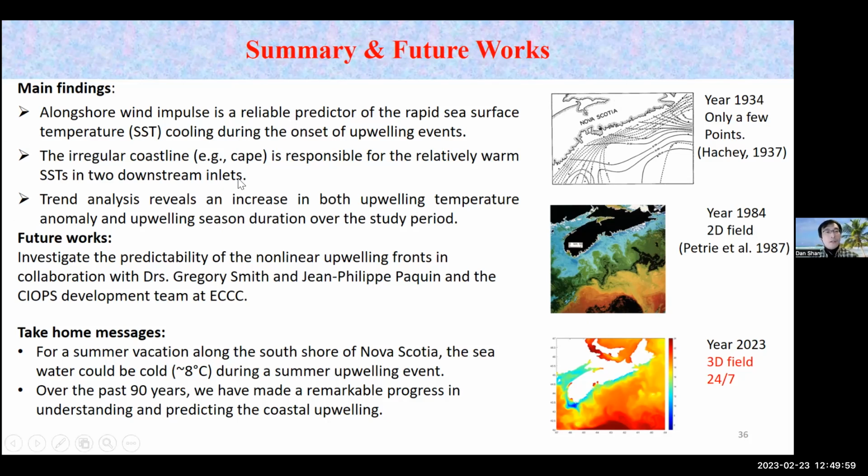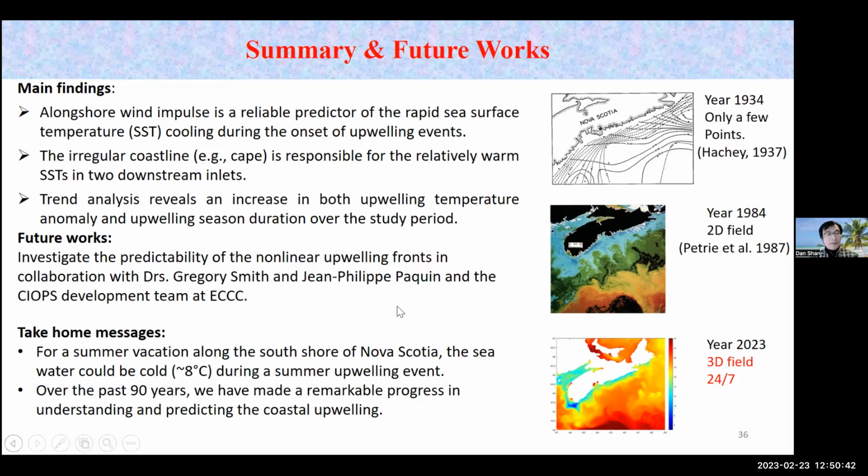And the 20-year trend analysis reveals an increase in both upwelling temperature and anomaly, and also upwelling season duration over this 20-year period. So at the end of the talk, I want to give you these two take-home messages. The first one is that if you're going on a summer vacation along the south shore of Nova Scotia, the sea surface water temperature could be quite cold, about 8 degrees during a summer upwelling event.